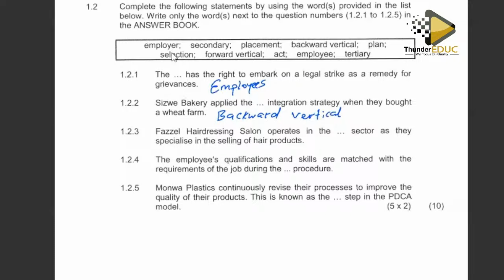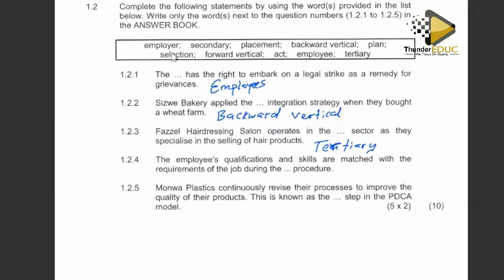Okay, right. So now let's check 1.2.5. Vassal Hairdressing Salon operates in the dash sector as they specialize in the selling of hair. So now this is going to be tertiary. So the answer in this regard is going to be tertiary.